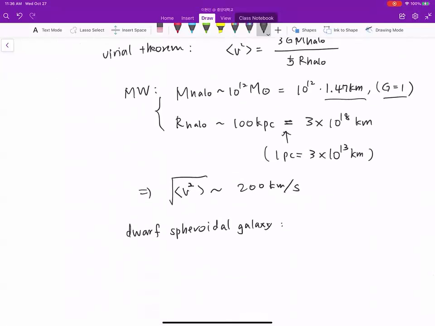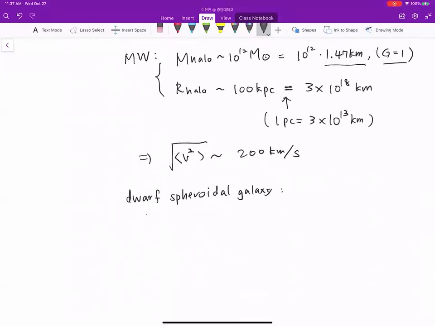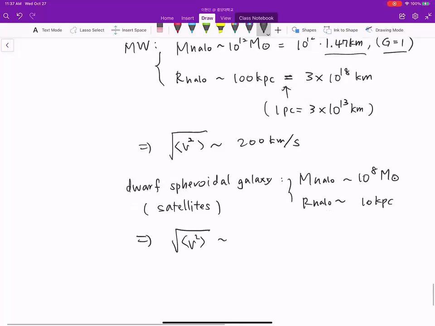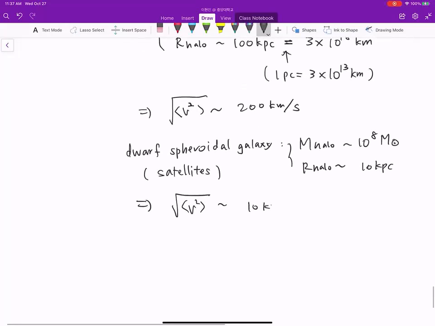And for dwarf spheroidal galaxies, a satellite galaxy belonging to our galaxy, it is a small dwarf galaxy. Because of that, the number of stars is small, about 10 to the 8 solar masses, and the halo size is also small, about 10 kiloparsec. So from there, the velocity dispersion is about 10 kilometers per second.